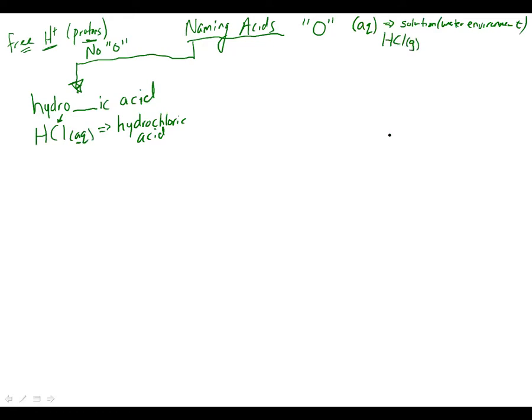HCl with a G next to it is not hydrochloric acid. It would actually just be named hydrogen chloride. So that's the two words there, hydrogen chloride, and that's the difference. When you take hydrogen chloride gas and bubble it through water, that's essentially where you get your hydrochloric acid. So when you write formulas of acids, you should put that little aqueous symbol next to it to indicate that.